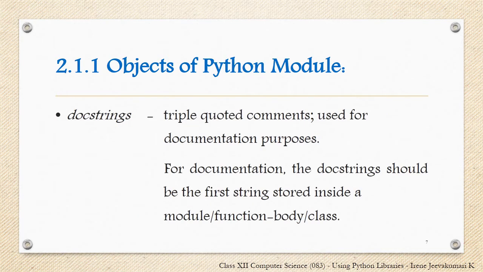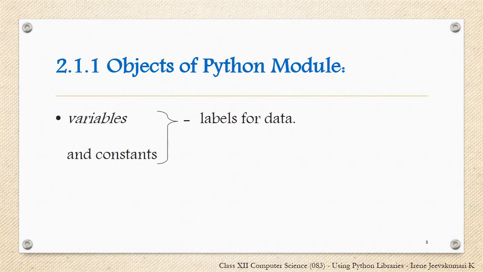Let us see the objects of a Python module one by one. The first one is docstrings. Docstrings are triple-quoted comments used for documentation purposes. For documentation, the docstring should be the first string stored inside a module, function body or class. So, the docstring must be the first one inside a module, function body or class. Variables and constants are labels for data.